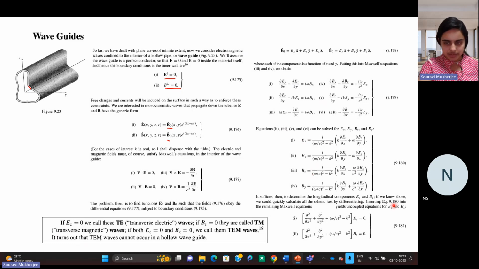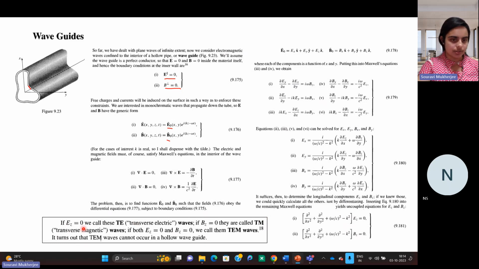Now if you put these equations into the remaining equation, then what you get is this. You can see this is similar to our wave equation concepts. So it's very easy to solve second order differential equations, and this will directly give you a form of Ez and Bz. So essentially Ez and Bz might not be 0. One of them can be at some point.